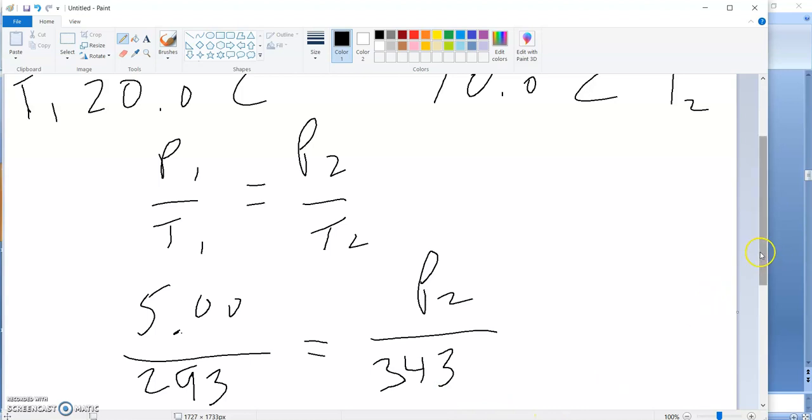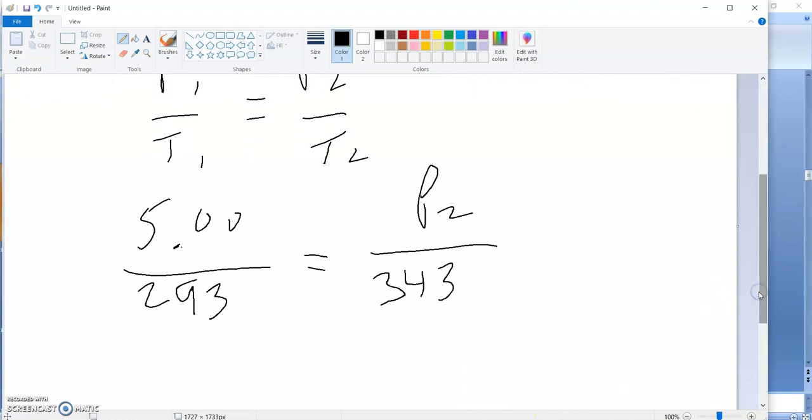And so just plug in, cross multiply and solve, and you'll have your P2. Once again, I don't have a calculator sitting next to me, so I'm not going to do that, but it's easy enough to see that it's 5 times 343 divided by 293. And you'll get your P2, and it will be in atmospheres because that's what the original thing was in. So that's how you use Gay-Lussac's law. It's just the same as all the other gas laws.